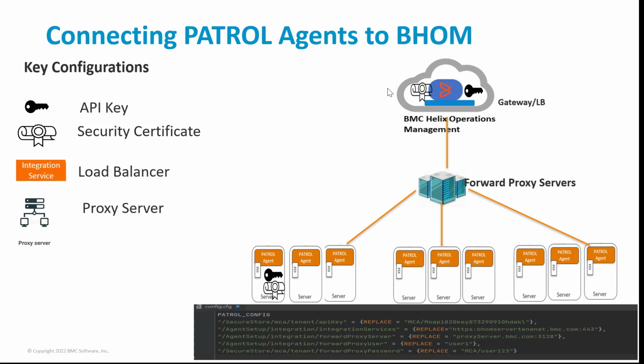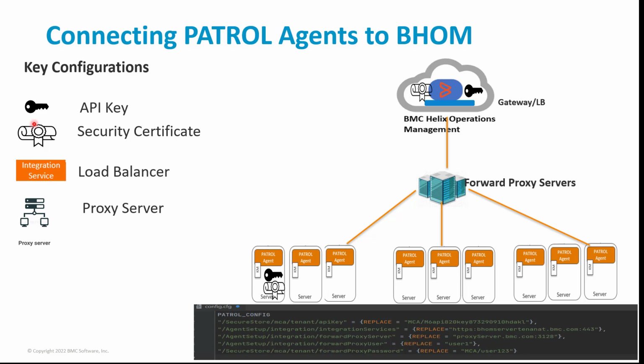In general, when you subscribe to a new BHOM SaaS instance or deploy a BHOM on-prem instance, upon the environment activation, the login details will be sent to the contact reference. You can log in with these details and access the required information to configure the patrol agents with BHOM. Let's discuss the configuration that is required to add or update at agent side to control the connection behavior between patrol agent and BHOM. The first important configuration is API key.